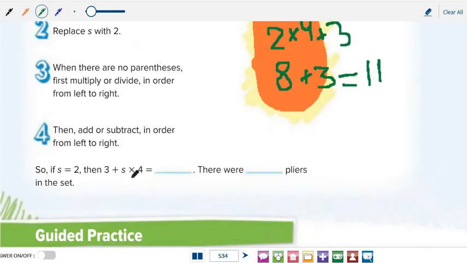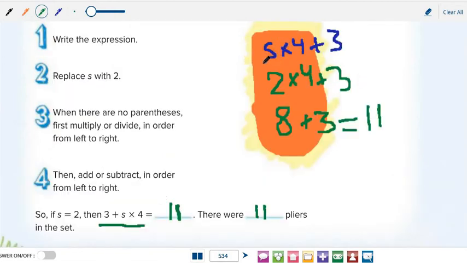So 3 plus S times 4 equals 11. So there were 11 pliers in the set. Observe grade 3 that we can use the expression different ways. S times 4 plus 3 or 3 plus S times 4. It does not matter if we write plus 3 to the right or to the left, but the important point is to multiply S by 4. So S times 4 plus 3 is the same as 3 plus S times 4.